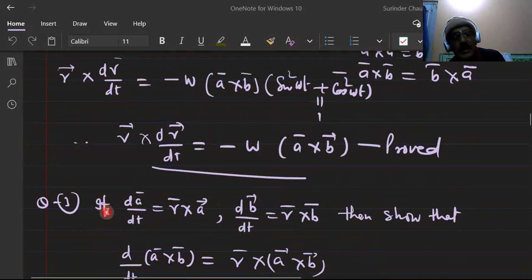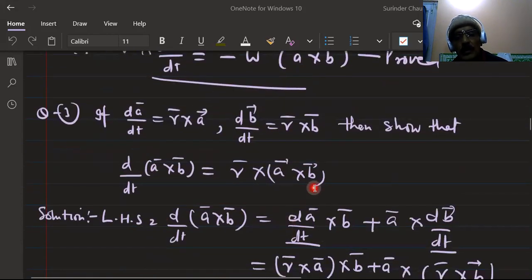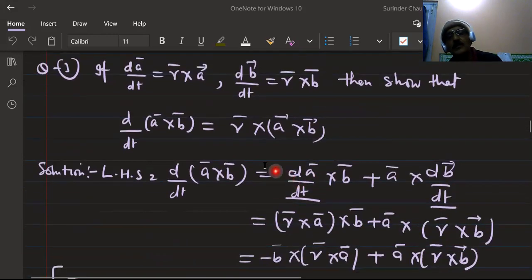Now here in this problem, he's saying that if the derivative of vector a with respect to time is equal to r vector cross a vector, and the derivative of vector b with respect to time is equal to r vector cross b vector, then show that the derivative with respect to time of a cross b is equal to r vector cross a cross b vector. Now let's take the left hand side.